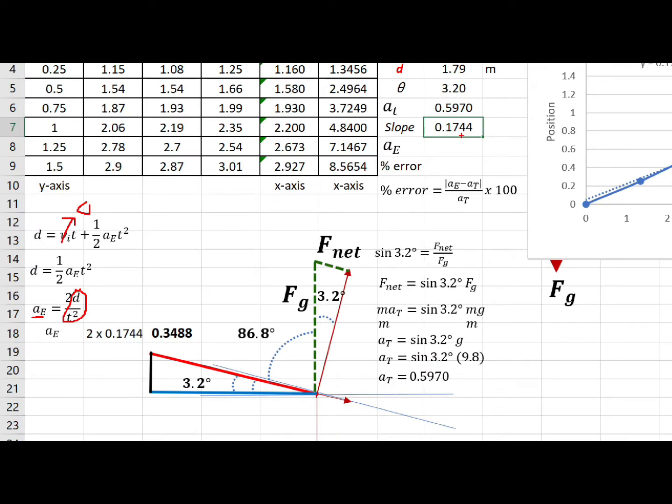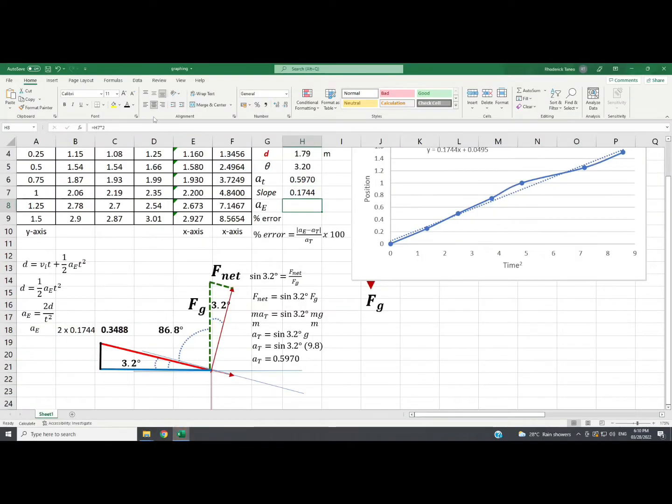So 0.1744. Follow? So to compute for our acceleration experimental, that is 2 times the value of your d over t squared, and then 2 times that value is equal to 0.33488. So that is now our experimental acceleration value. You follow? So comparing now our experimental and our theoretical value, we get the percent error. So percent error is how many percent is our error in the conduct of the experiment.